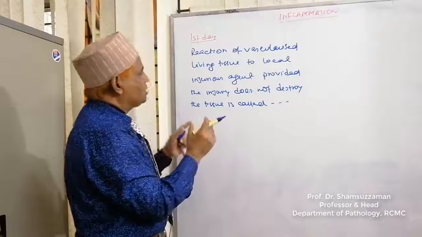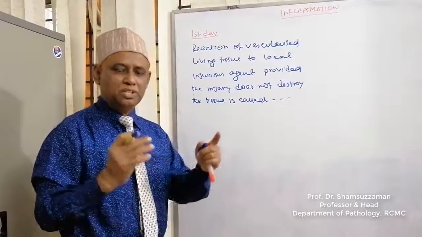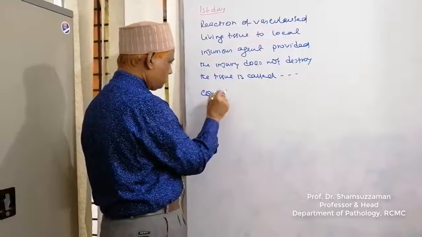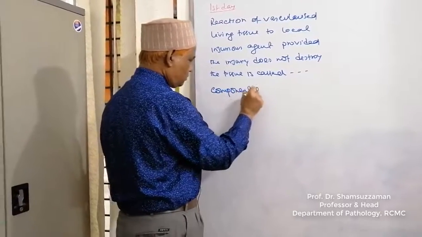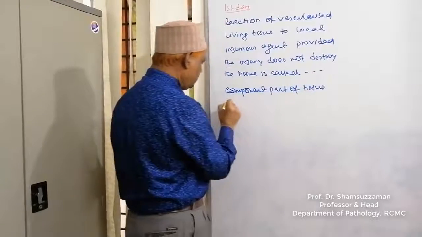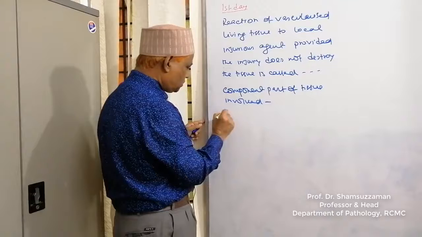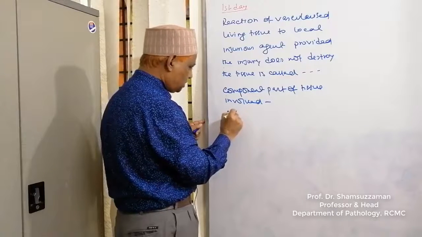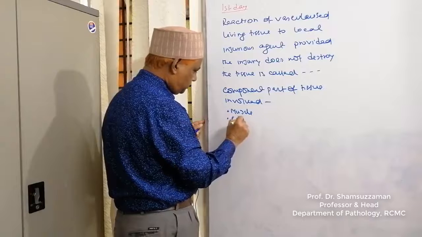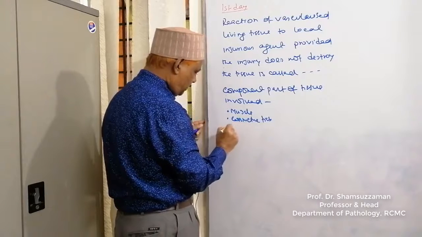During the reaction of vascularized living tissue, what are the component parts of tissue involved in the reaction? What are those? One is muscular tissue, connective tissue, nerve tissue.